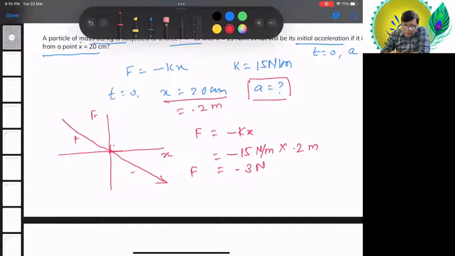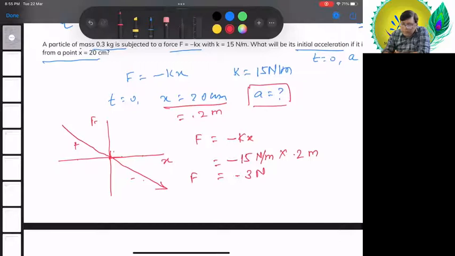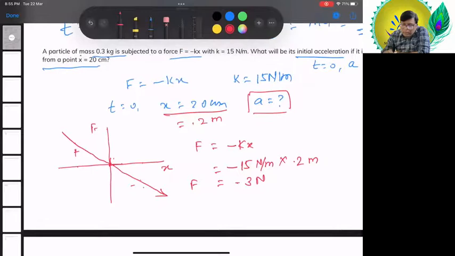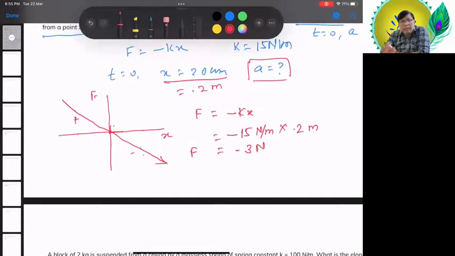See, x is positive, so force is coming negative. X will be negative, force will become positive. Positive means if in this position velocity will increase, in this position velocity will decrease. So now we just need to know about what is the acceleration. So we have to use again the second law of motion, that is F is equal to ma. So acceleration will be F upon m.